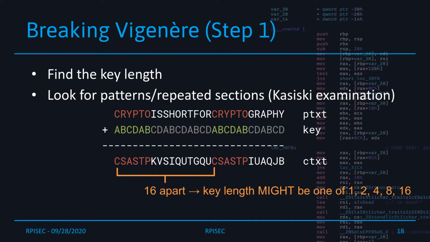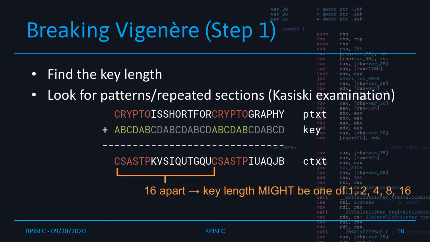It tells us that the key length divides 16 evenly, because we now know that there is a repeated section in the plaintext, most likely, that lines up with a repeated section in the key. Now the length of that repeat might be 16, or it might be 8, and we just went through 2 repeats, 2 cycles of the key. Or it might be 4 or 2 or 1, or any divisor of 16.